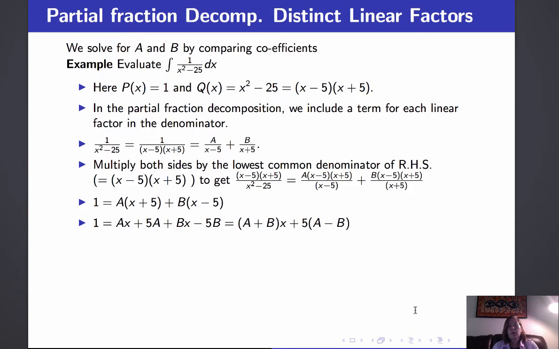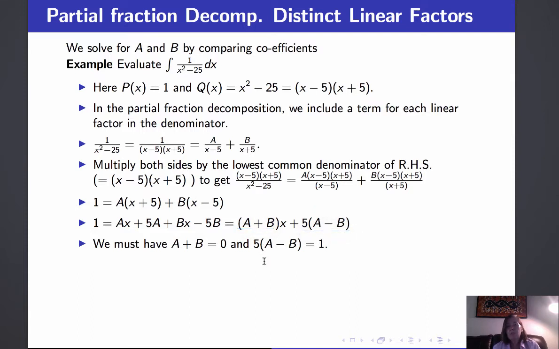So we get 1 equals ax plus 5 times a plus bx minus 5 times b, and then gathering up the terms with x, we have 1 equals a plus b times x plus 5 times a minus b. Now comparing coefficients on the left and on the right, we have the constant coefficient on the left is 1, and the constant coefficient on the right is 5 times a minus b, so they must be equal.